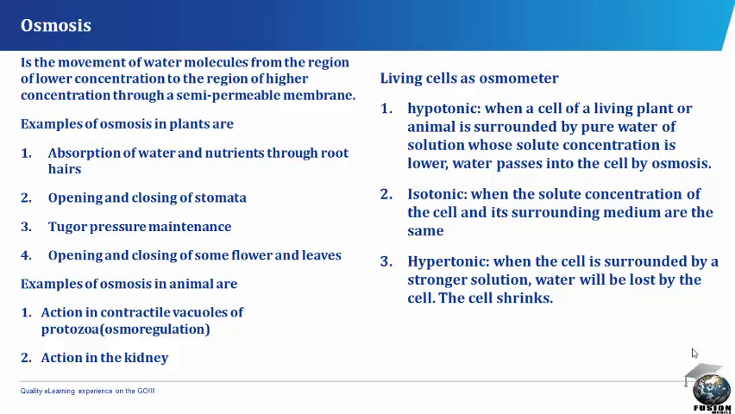Examples of osmosis in animals are 1. Action in contractile vacuoles of protozoa, that is osmoregulation. 2. Action in the kidney.